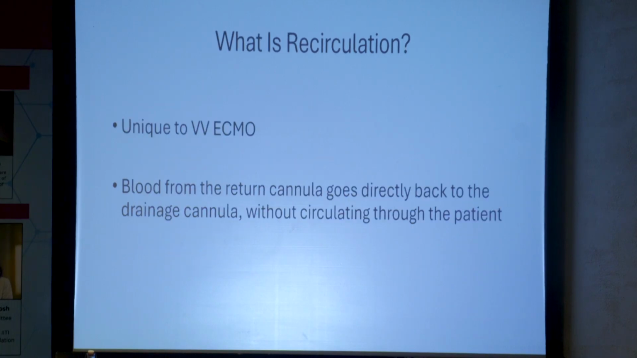What is recirculation? It's a unique problem of VV ECMO where the blood that comes back to the patient after being oxygenated, instead of going through the pulmonary circulation and out to the body, goes right back into the drainage cannula and goes through the oxygenator again. And that's an inefficient system to reoxygenate blood, which has already been oxygenated and has not been delivered to the body. And depending on what cannulation strategy you use, this may be more or less of a clinically relevant problem.